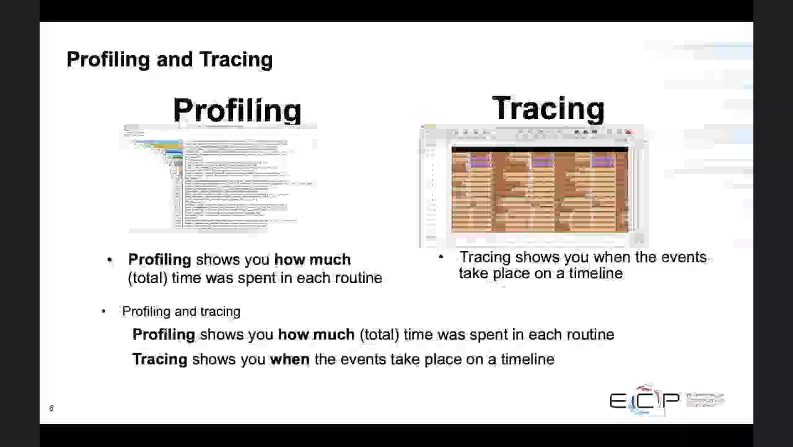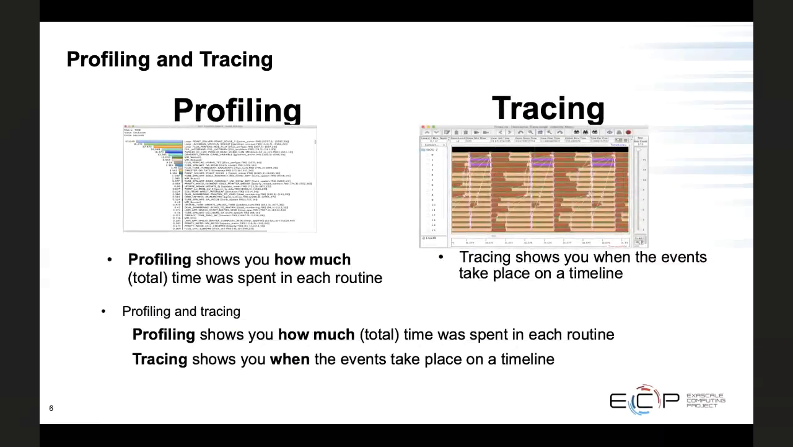What can you generate with Tau? You can generate profiles as well as traces. Now, while profiles show you how much time was being spent in your application at the level of each routine, profiling represents the summary statistics. It shows you the total time spent in a loop or a function like MPI barrier.